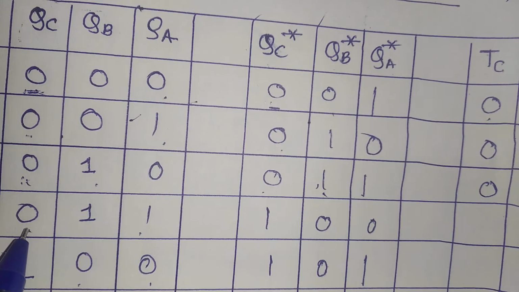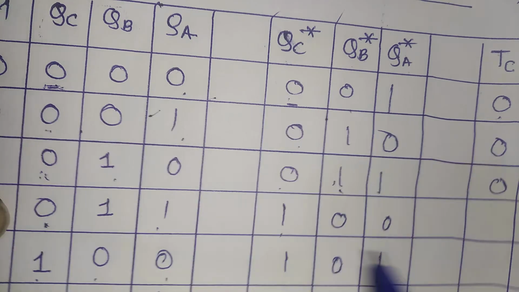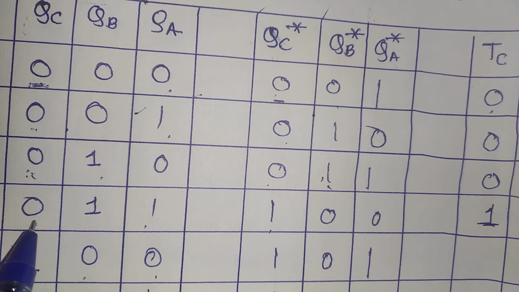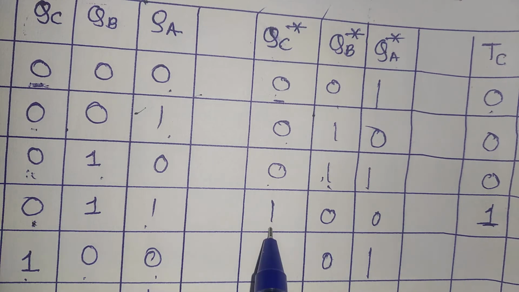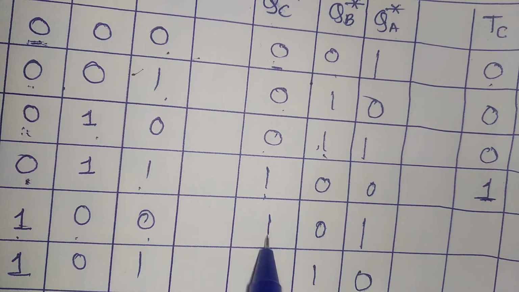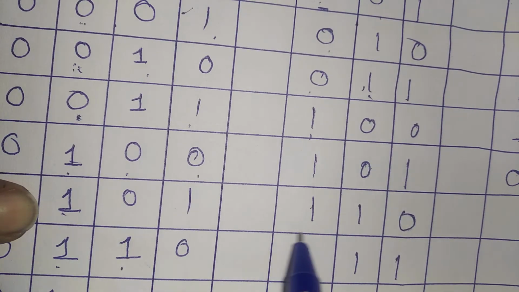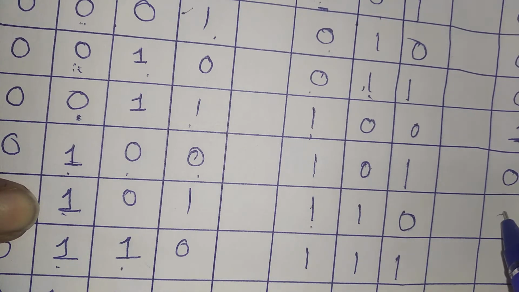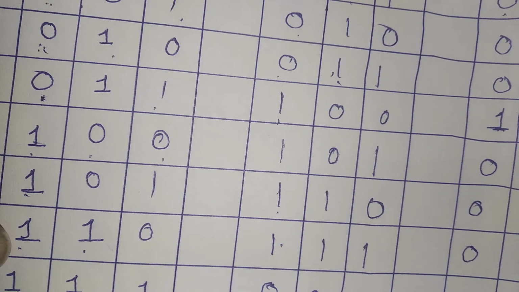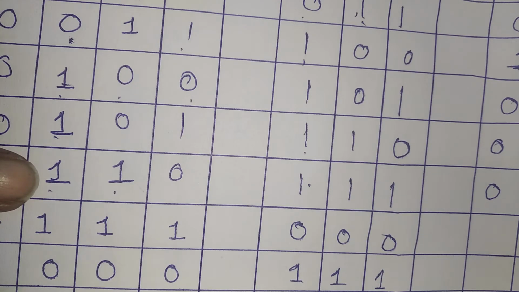After that we have QC equal to 0 and QC star equal to 1, then I will write 1 here, because there is a change in state. Present state is 0 and next state is 1. So, I will write 1 here. After that, 1 and 1, there is no change, so I will write 0, and again 0 for the TC.